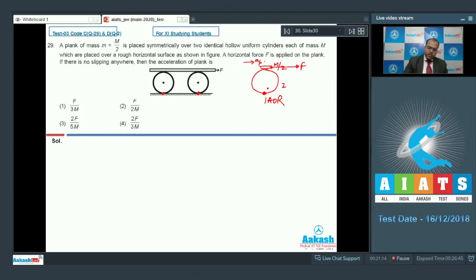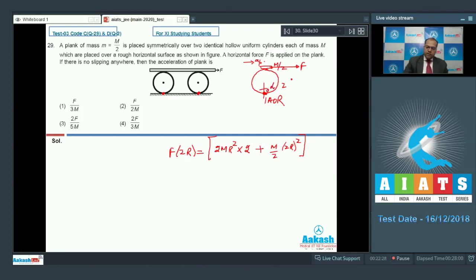About this instantaneous axis of rotation, this system is in the state of pure rotation. So I am writing the torque equation about this. The torque of friction, normal and gravitational force becomes 0. So F into 2R is equal to I of system about this point. This is equal to the moment of inertia of the cylinder about this point, which is mr square plus mr square, that is 2mr square by parallel axis theorem, into 2 because of overlapping of the other cylinder, plus moment of inertia of this block about this point, that is m by 2 into 2r whole square. This is the moment of inertia into angular acceleration alpha.